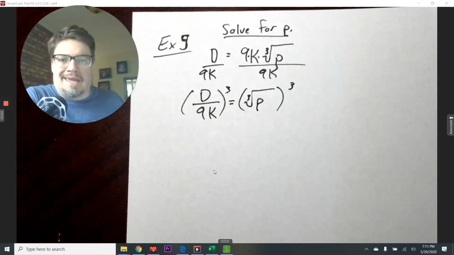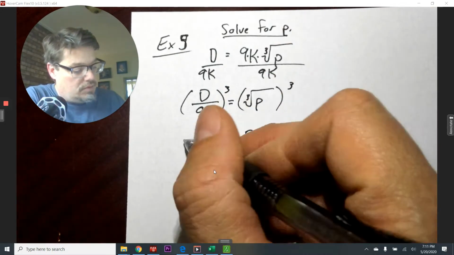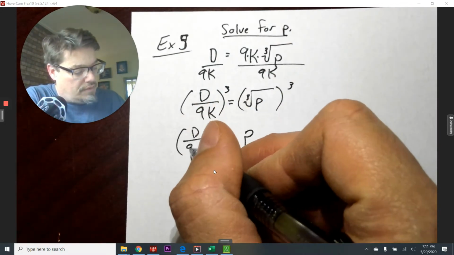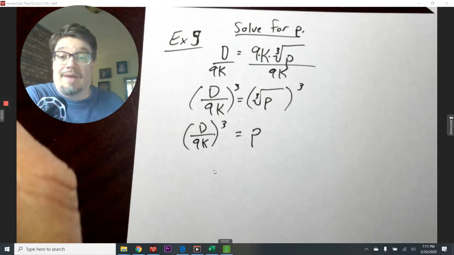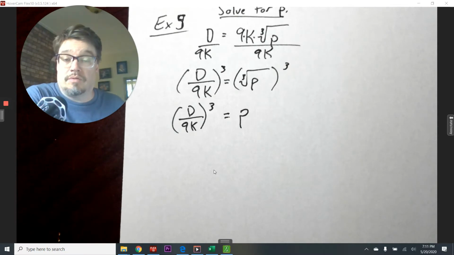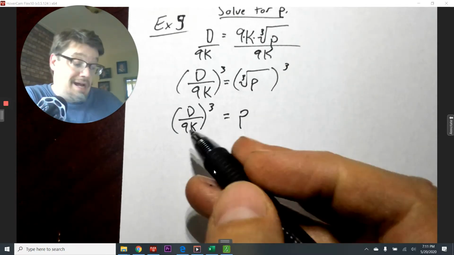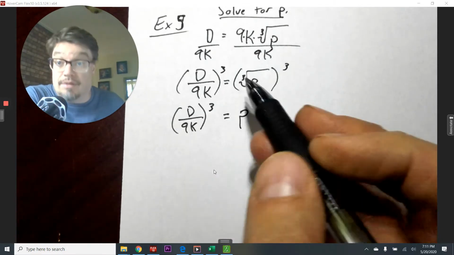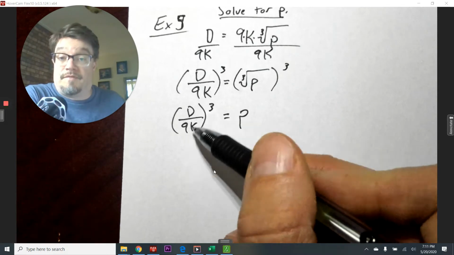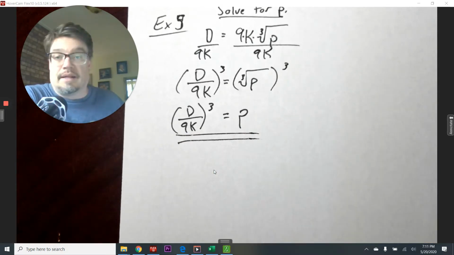Okay, and that effectively undoes the cube root. So now it's p equals d over 9k, but the whole thing gets raised to the third power. Now I could raise them all to the third power if I wanted to. It's no big deal, or I can just leave it like this. In a calculator, if I wanted to plug in d and k, it's actually easier for me to figure out what that is and then cube it in the very end. But that is your final answer.